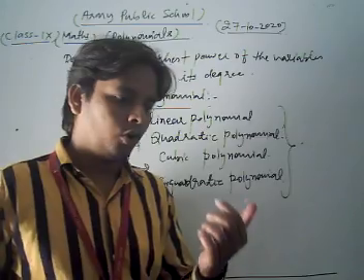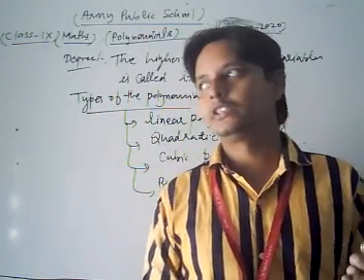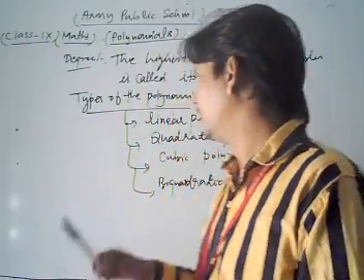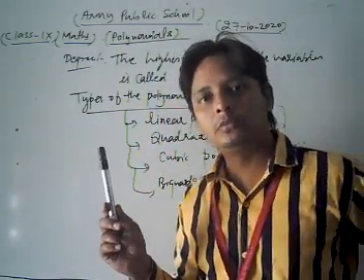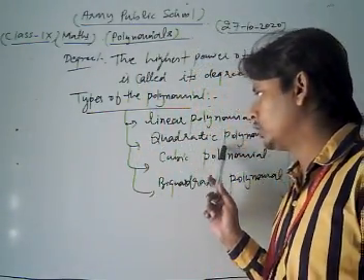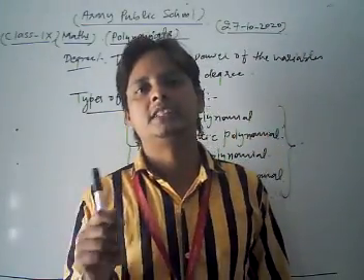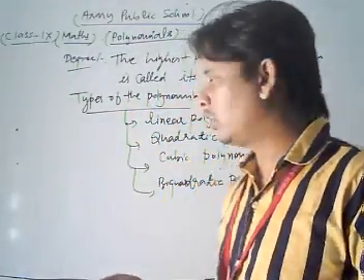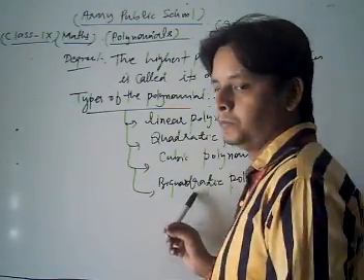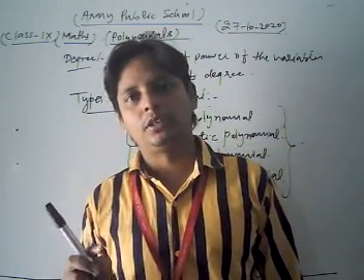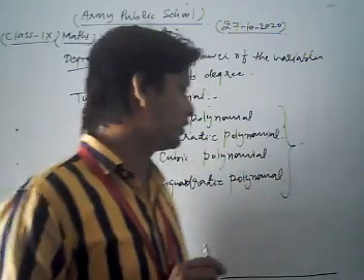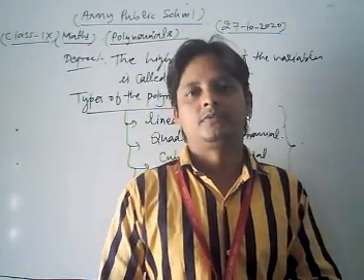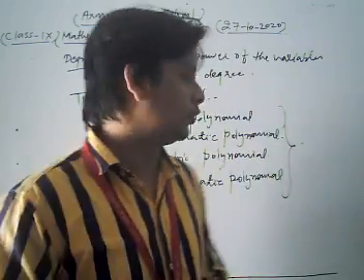Now look, what is the concept of a linear polynomial? A polynomial of degree 1 is known as a linear polynomial. A polynomial of degree 2 is called a quadratic polynomial. A polynomial of degree 3 is called a cubic polynomial. And finally, a polynomial of degree 4 is called a biquadratic polynomial. So these are some important types of polynomials, and a polynomial of degree n is called a polynomial of degree n.